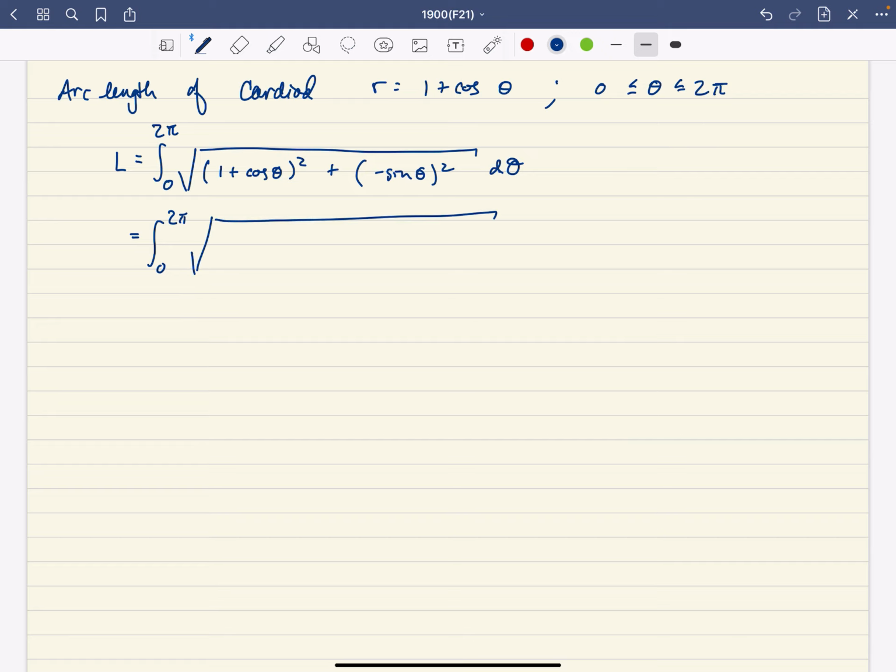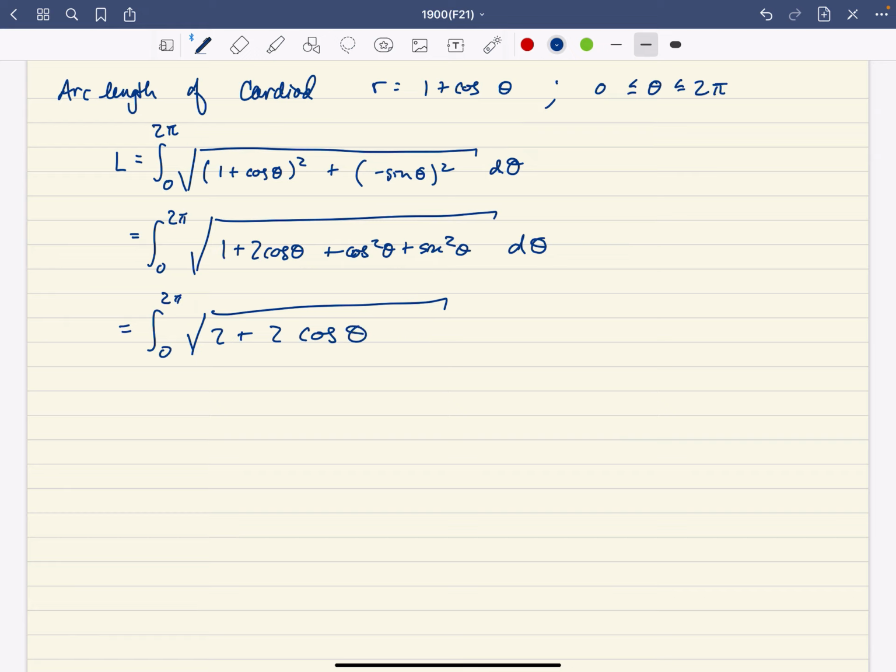of the square root of 1 plus 2 cosine theta plus cosine squared theta plus sine squared theta. And cosine squared plus sine squared theta is just 1, so this is really the integral from 0 to 2 pi of the square root of 2 plus 2 cosine theta. And we're just going to evaluate from 0 to 2 pi.